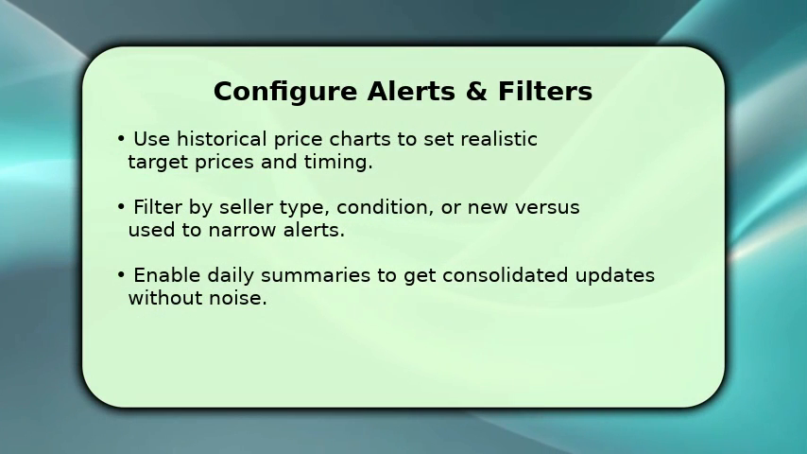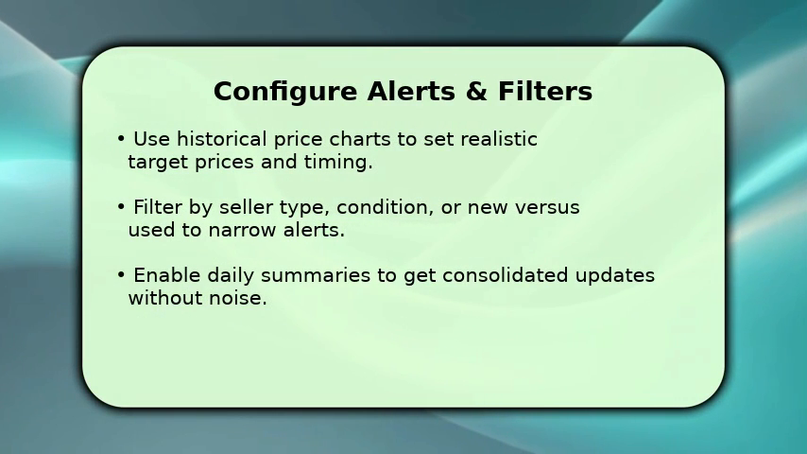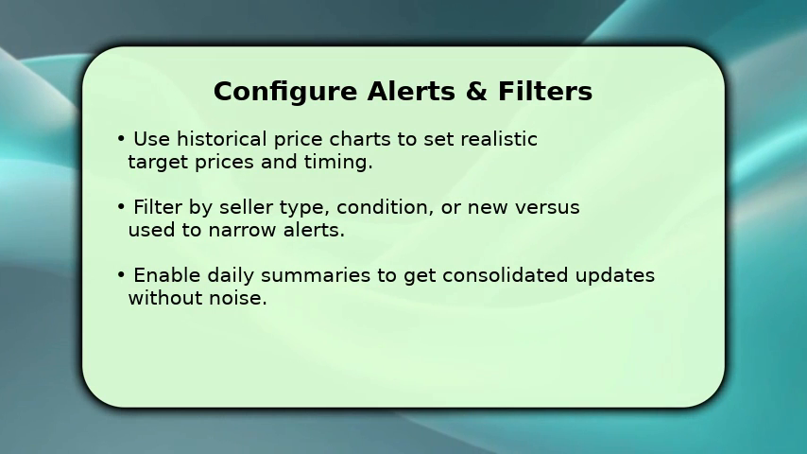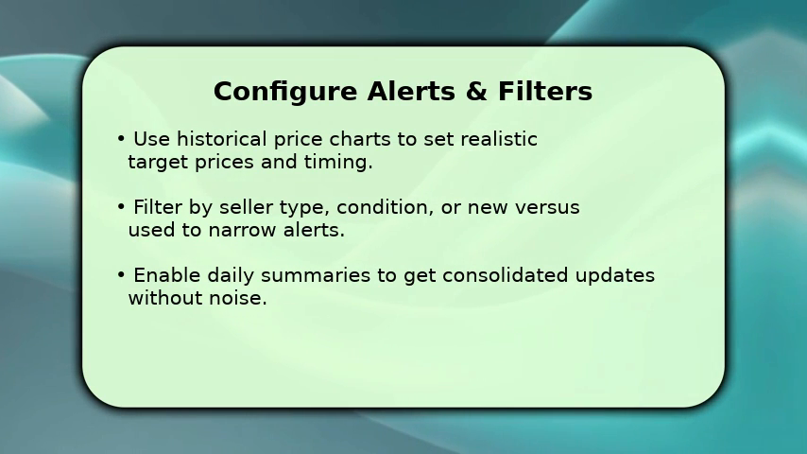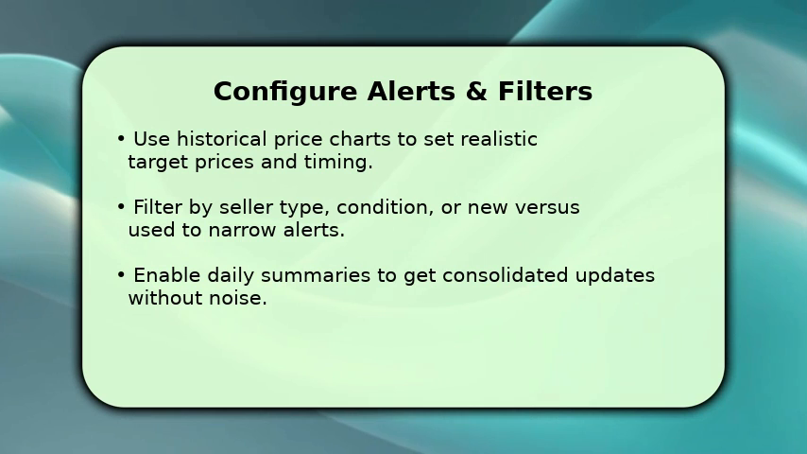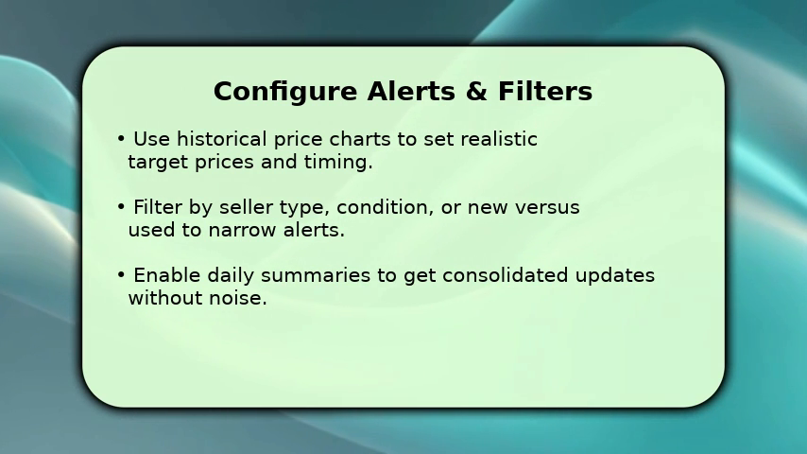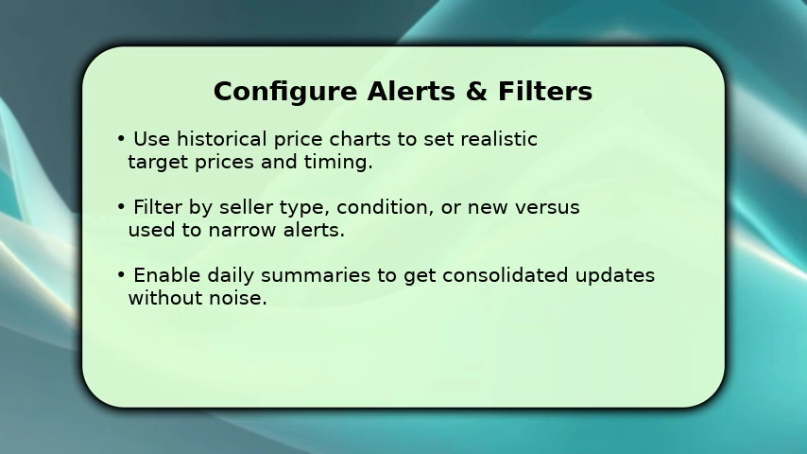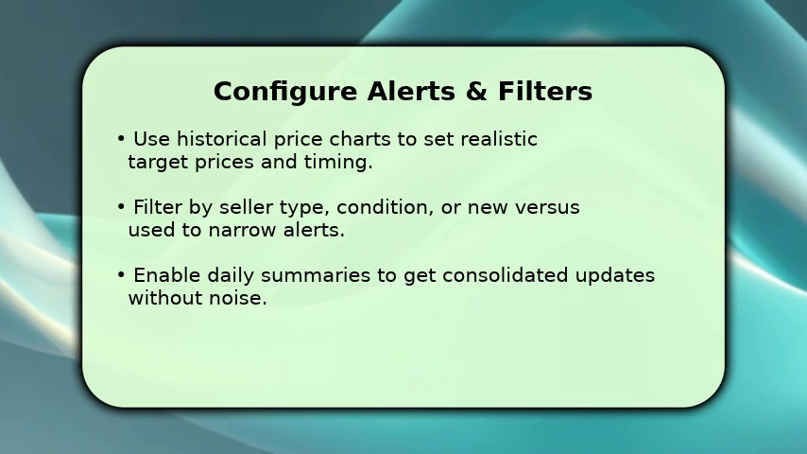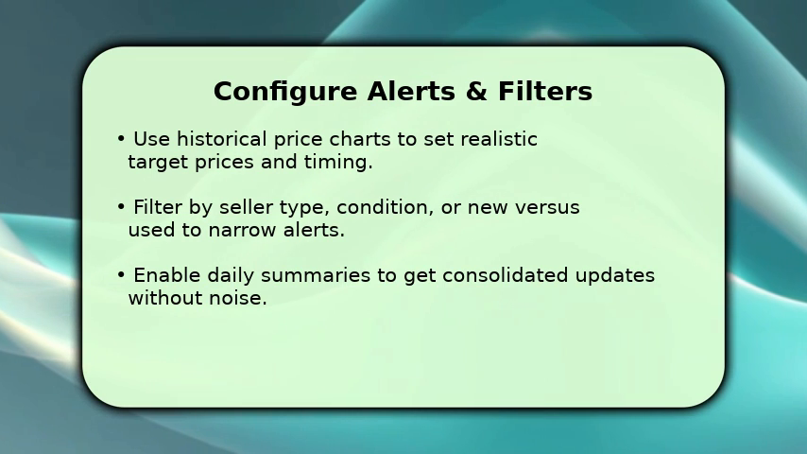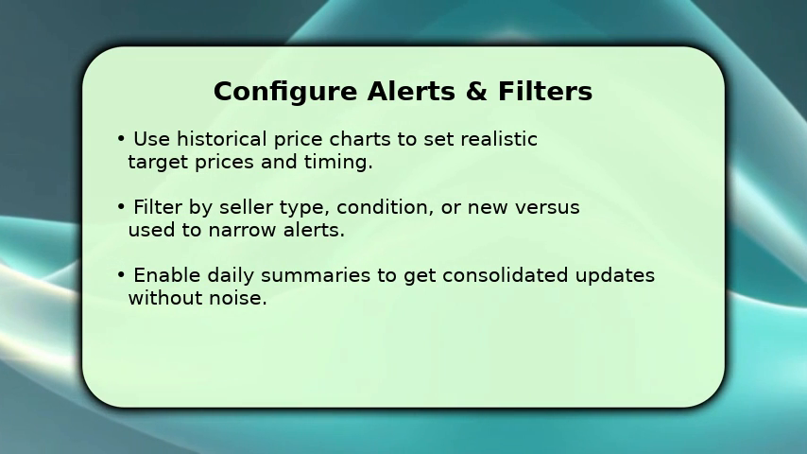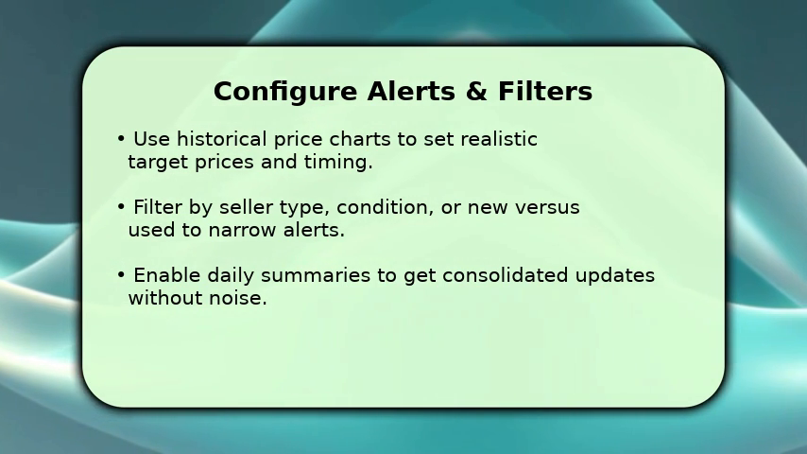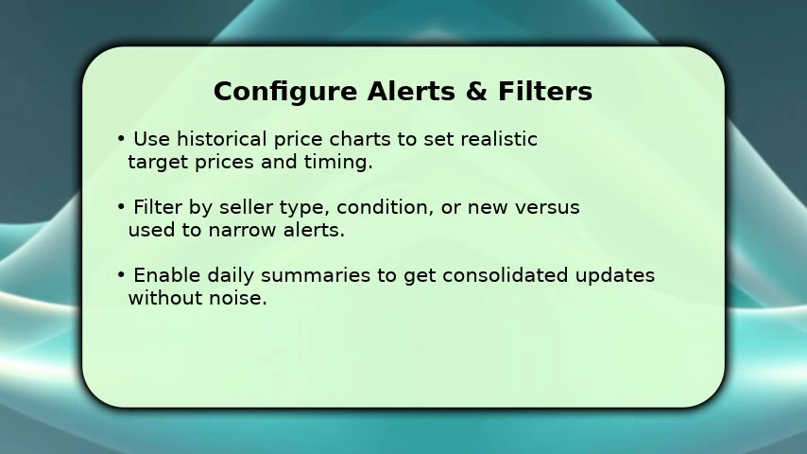Adjust alert sensitivity by checking the historical price chart and picking a realistic target based on past lows and typical fluctuations. Use filters to focus only on specific sellers, new versus used conditions, or marketplace offers so alerts are relevant. Turn on daily summary emails if you prefer consolidated updates instead of multiple instant alerts, which keeps your inbox cleaner while still catching important deals and drops.